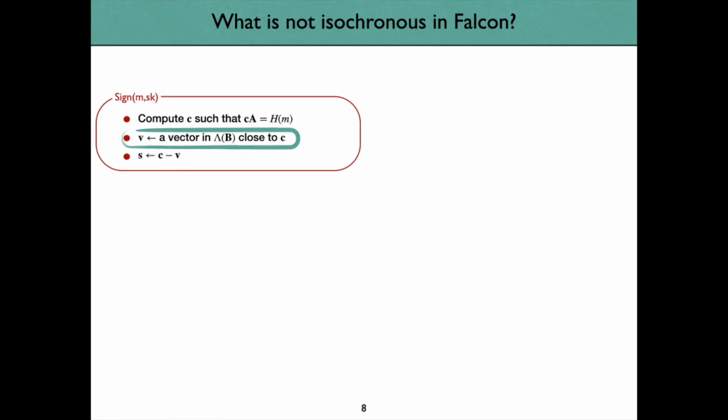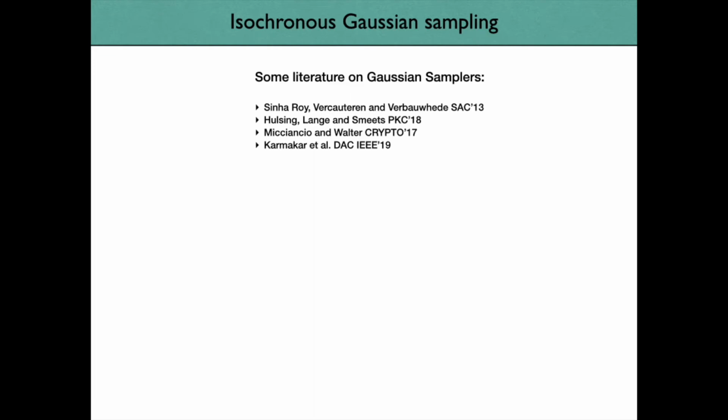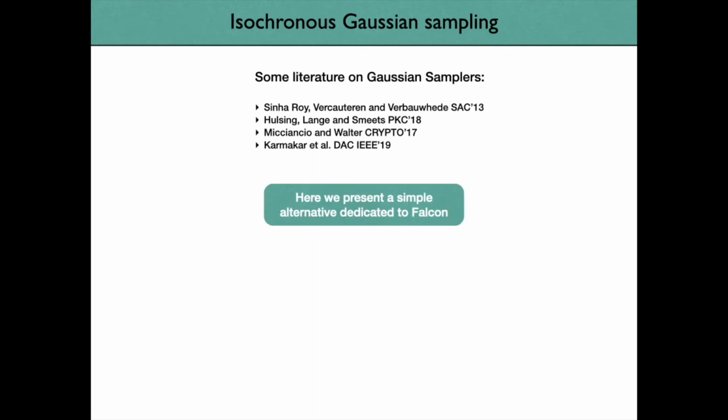In Falcon, the tricky part is the second point of the signature. It relies on an algorithm that's called FF sampling, that itself calls the Gaussian sampling over the integers. If we want to protect Falcon against timing attack, the important thing is to protect the Gaussian sampling. Indeed, all other operations do not use conditional branching. Various Gaussian samplers already exist in the literature, but here we present a simple alternative dedicated to Falcon.